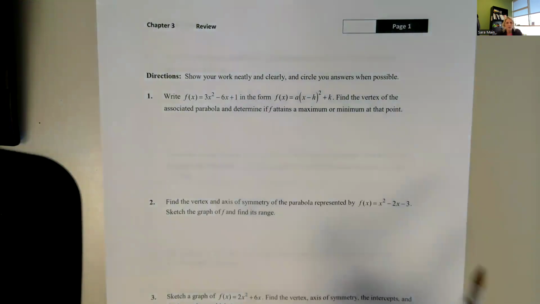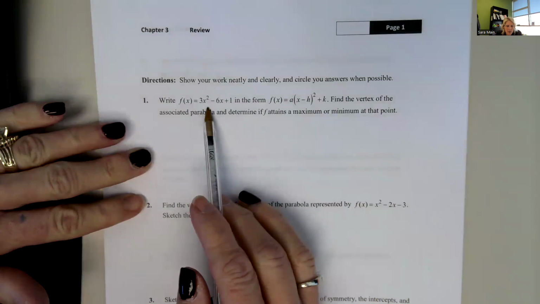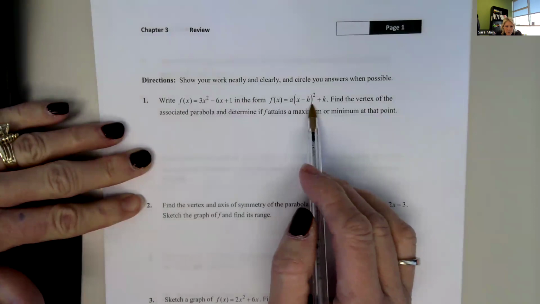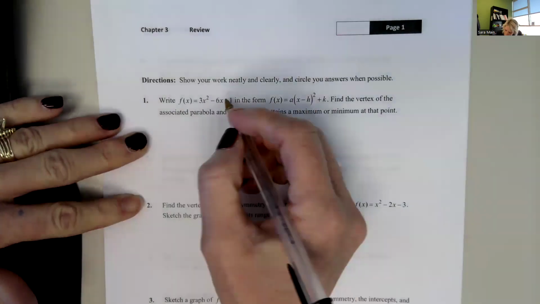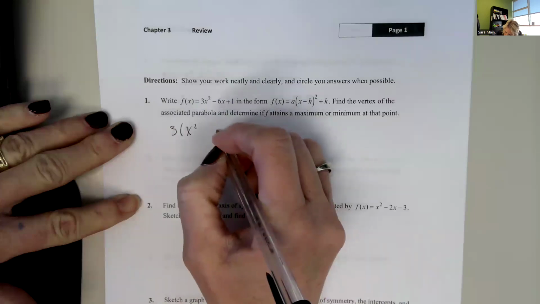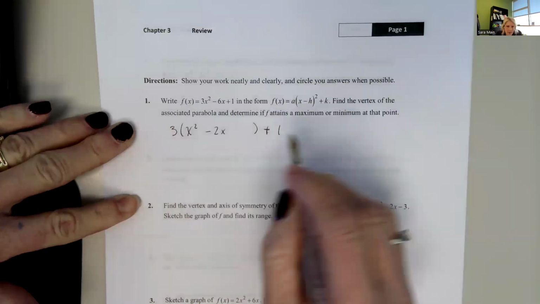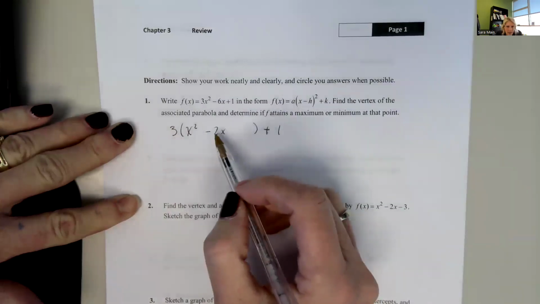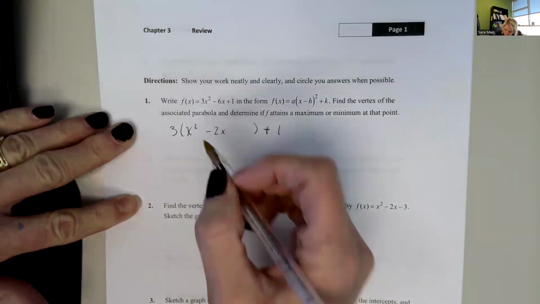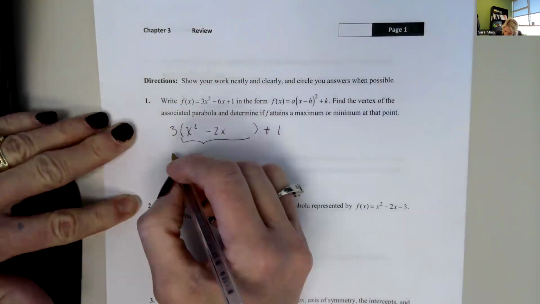This video, we're going to start right here with question number 1. It gives us this polynomial, which happens to be a quadratic because the highest exponent is 2, and they want us to write it in vertex form. To do that, I'm going to factor out a 3 from the first two terms and separate out the 1. When I factor out that 3, I've got an x squared minus 2x, and we can rewrite this as a difference of squares. Remember, this is called completing the square.